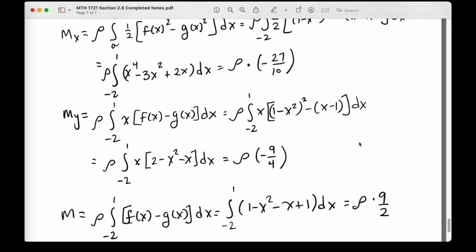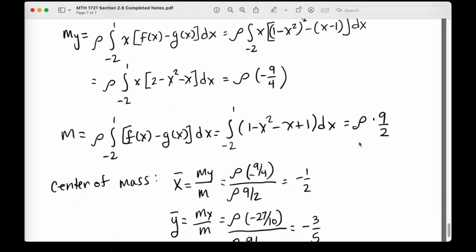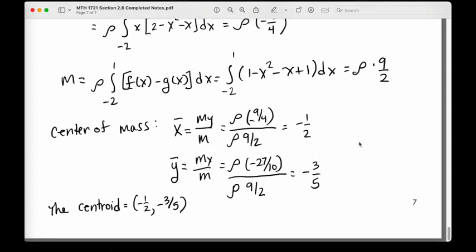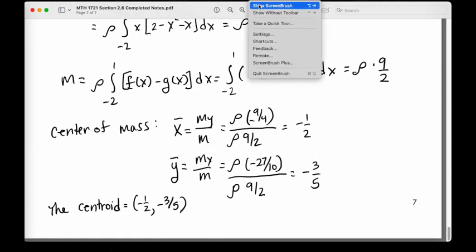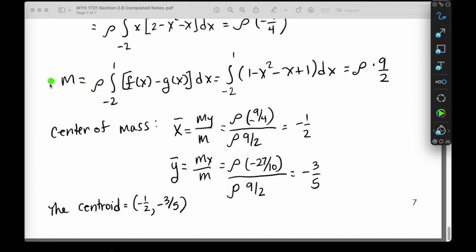So we just found the moment about the x-axis, the moment about the y-axis, and then now we have to find the total mass. So you find the total mass by taking rho times the integral from -2 to 1, and you subtract the two functions, the top function minus the bottom function. When we integrate that and multiply by rho, we get rho times 9/2.